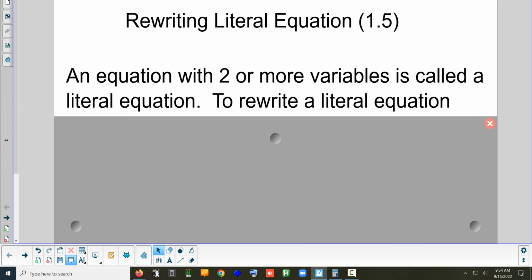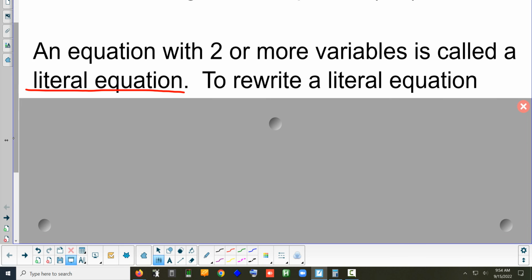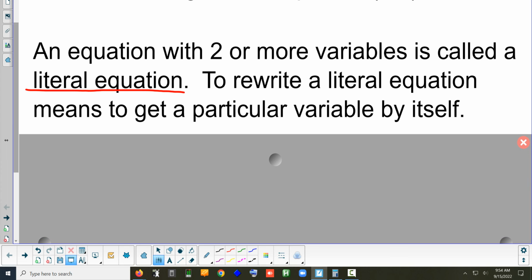So if you have an equation with 2 or more variables, we call that a literal equation. So we're going to be taking literal equations, and we're going to rewrite them. So in your first blank on your guided notes, fill in what I underlined in red, which is literal equation. When we rewrite it, that means to get a variable by itself.